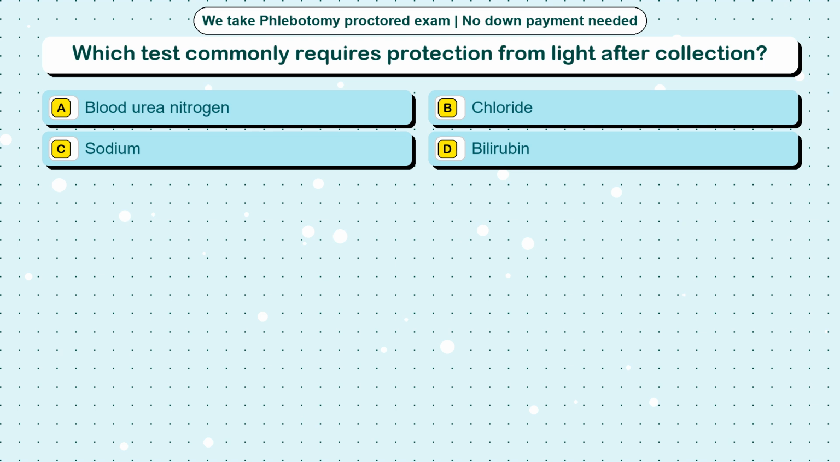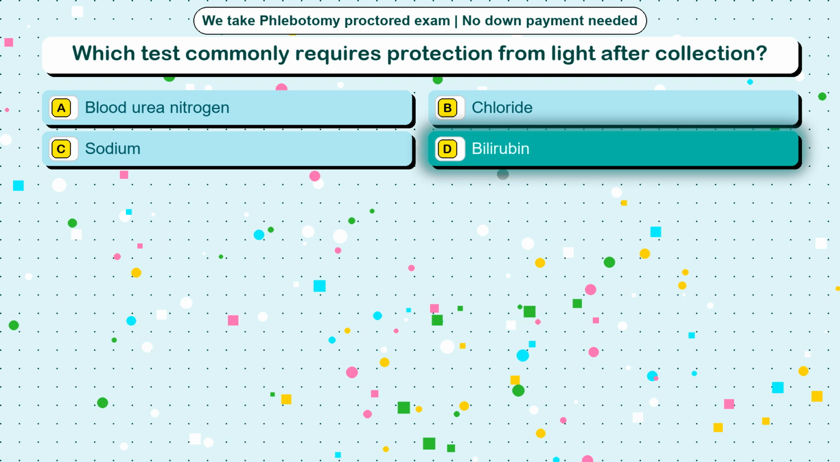Question 11. Which test commonly requires protection from light after collection? Option A. Blood urea nitrogen. Option B. Chloride. Option C. Sodium. Option D. Bilirubin. The correct answer is option D.